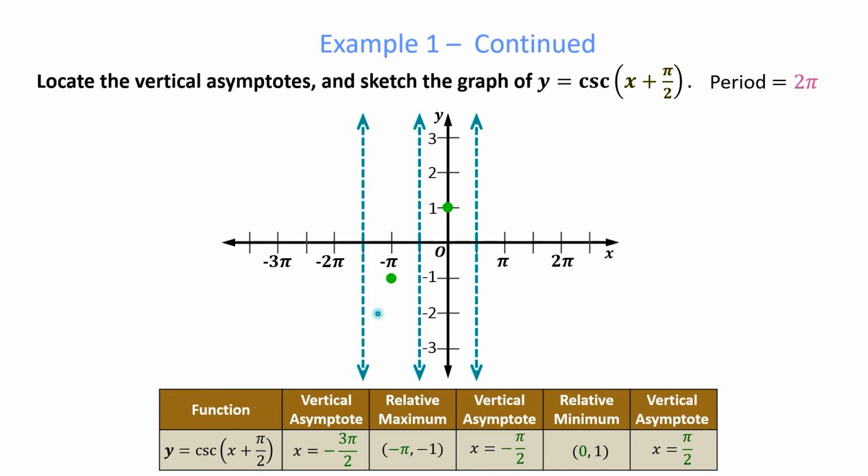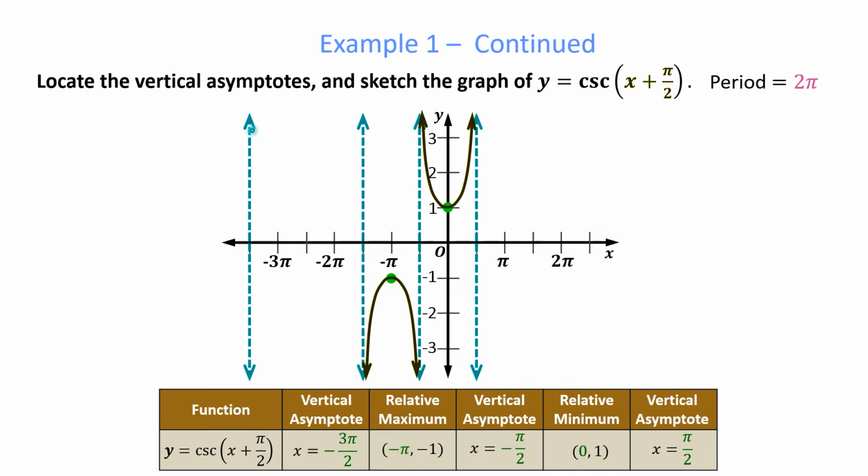So now our graph will go through this relative maximum and it'll curve downwards, and over here it'll go through this point but it will curve upwards. That completes one cycle of the cosecant function. We just need to repeat what we have here on the left hand side.